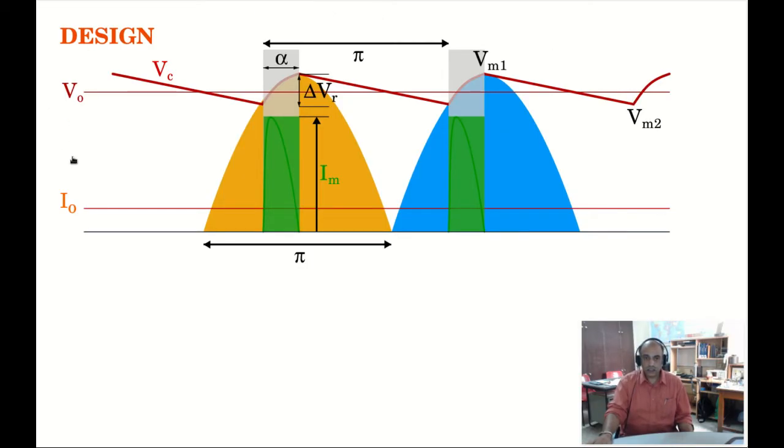So using these variable definitions, we shall now calculate what should be the value of the capacitance and also what should be the value of the currents that should flow through the diodes and such.